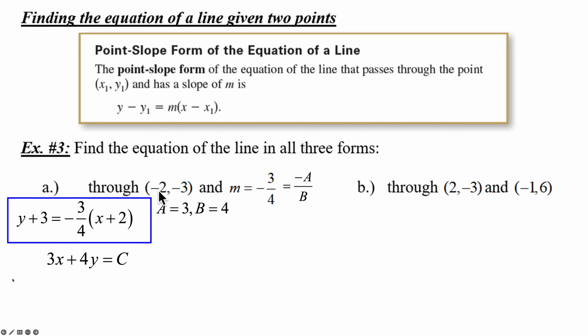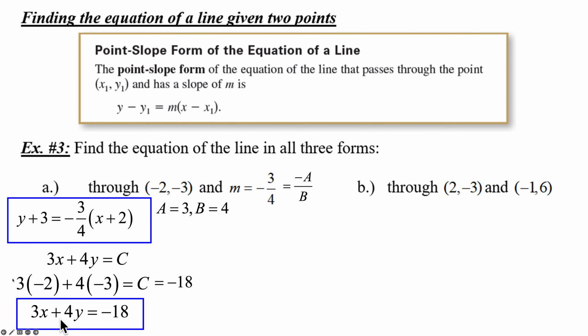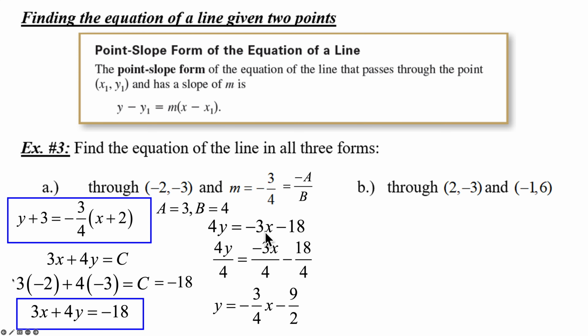Then take the point, -2, -3, plug it in for x and y: -6, -12, added together is -18. I put that in for C right there, and there's the equation in standard form. Look, no fractions. Now I take standard form, subtract over the 3x, divide everybody by 4, reduce by 2, and there's my equation in slope-intercept form. See, if I would have gone to here, I'd have to work with fractions, and I really have no desire to work with fractions. All right?